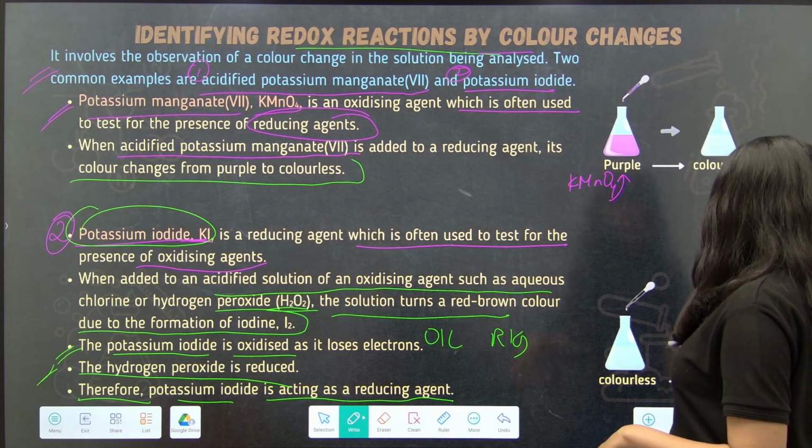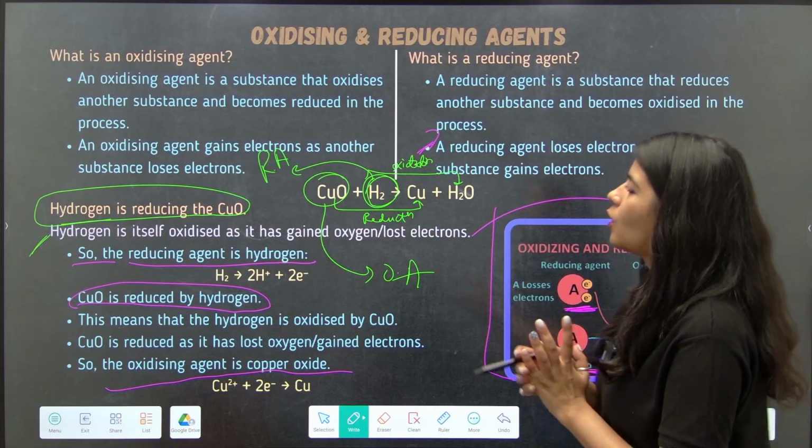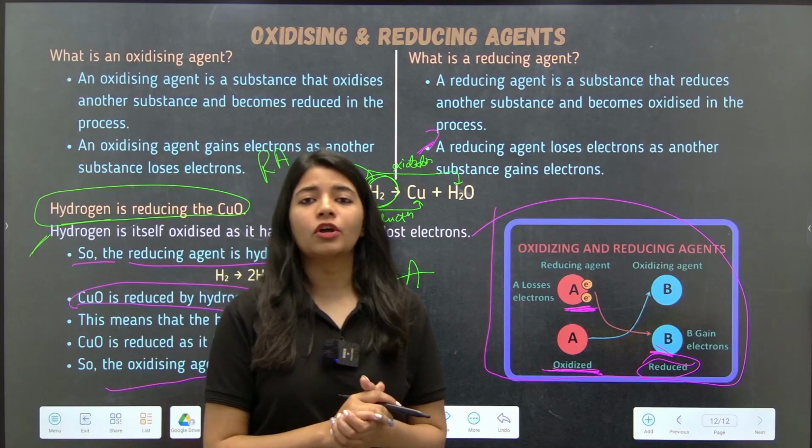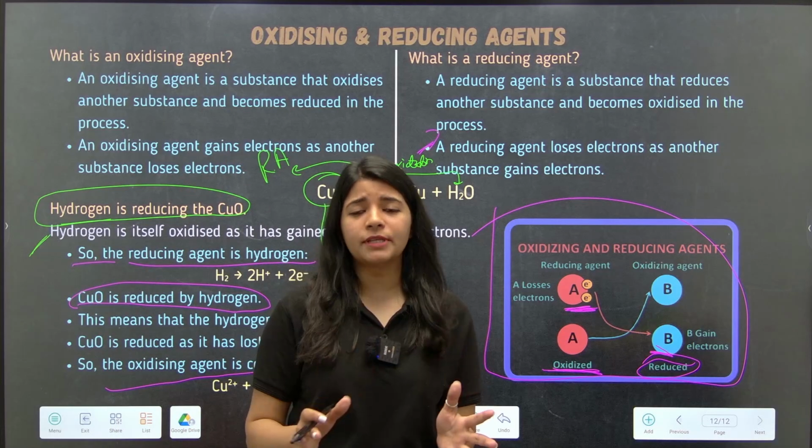Okay. And this we have already done. What are oxidizing and reducing agents? So here we come to an end of your chapter, chemical reactions. I hope this is clear.